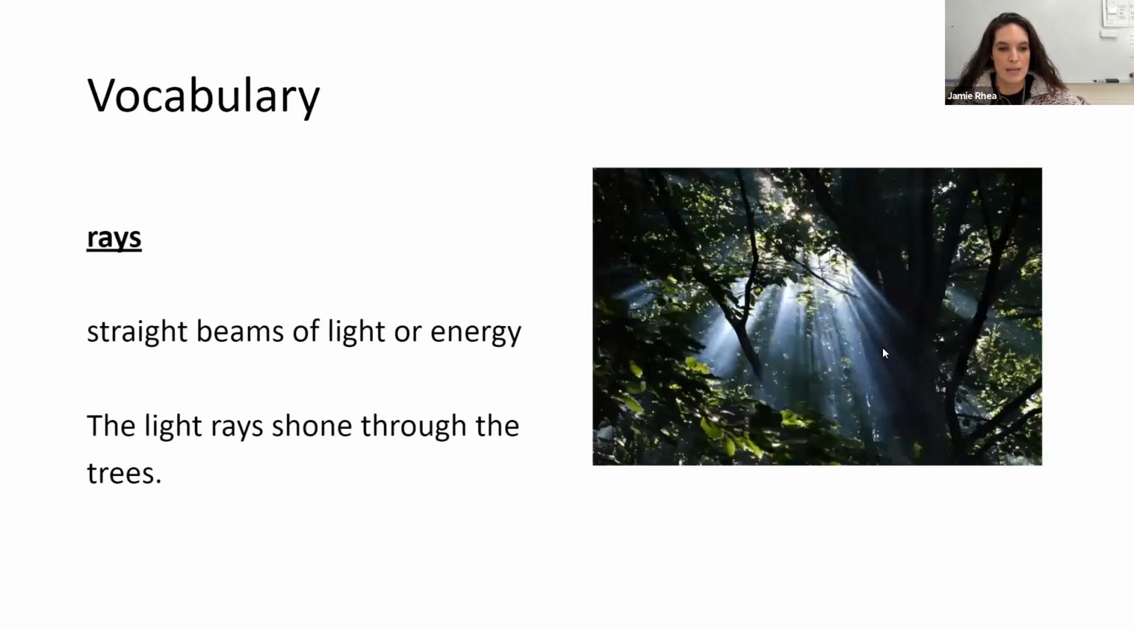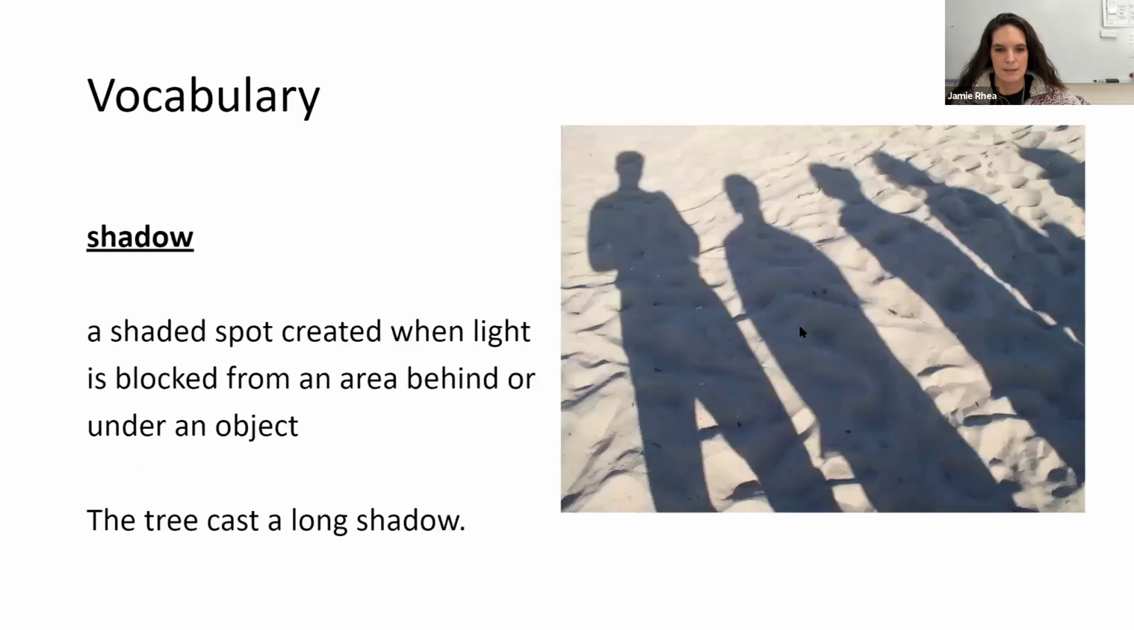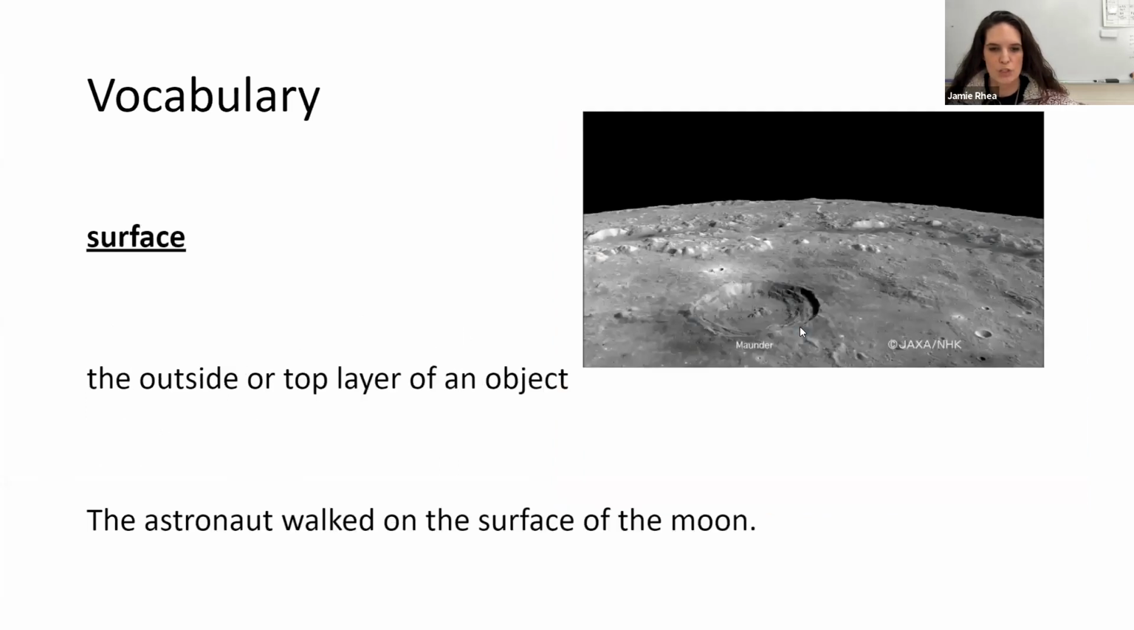Rays, straight beams of light or energy. The light rays shone through the trees. See, these are rays. Shadow, a shaded spot created when light is blocked from an area behind or under an object. The tree casts a long shadow. Surface, the outside or top layer of an object. The astronauts walked on the surface of the moon.